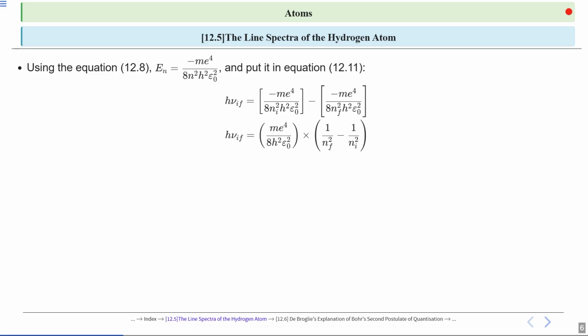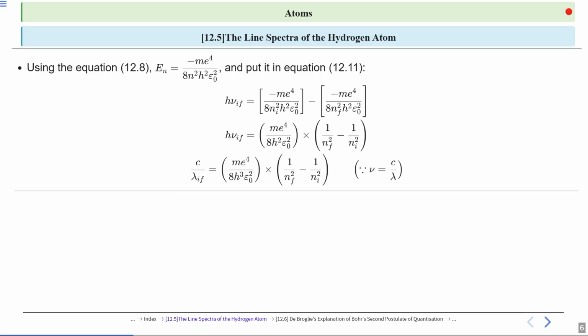Next, we simplify the equation by factoring out the constants. Now h nu if equals m e raised to power 4 divided by 8 h square epsilon naught square times the difference between 1 over Nf squared and 1 over Ni squared. This shows the frequency of the emitted or absorbed photon depends only on the difference between the two energy levels. For example, if Ni is 3 and Nf is 2, you can plug in those numbers to find the frequency of the photon.